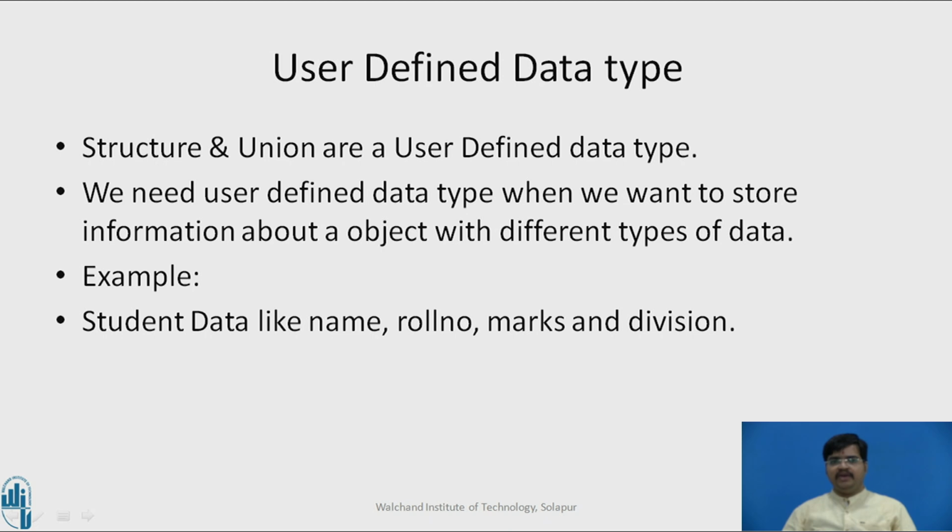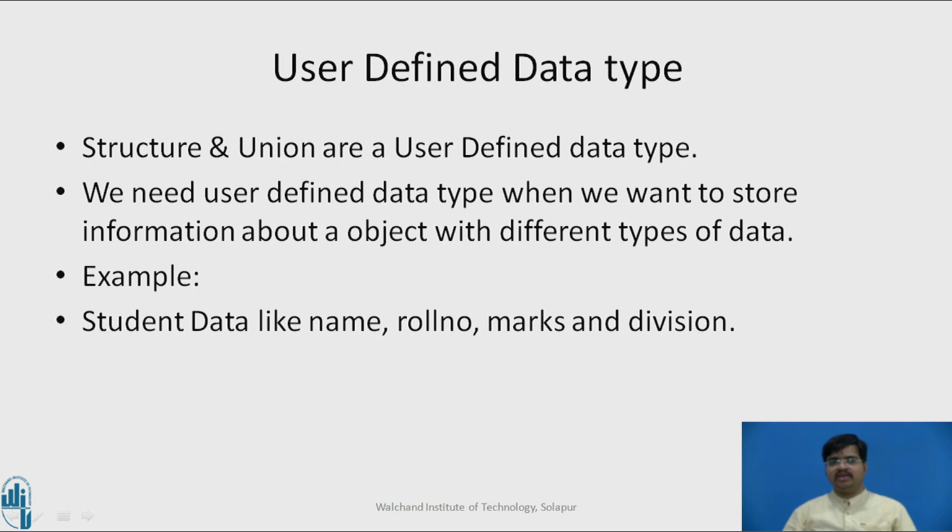Structure and union are user defined data types. We need a user defined data type when we want to store information about an object with different types of data. In the example, I want to store student data like name, roll number, marks and division. It is not possible to store these in different variables, creating 4 variables for a particular student. That is not possible.